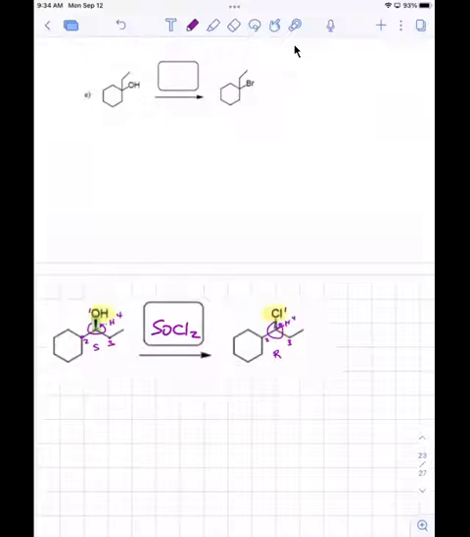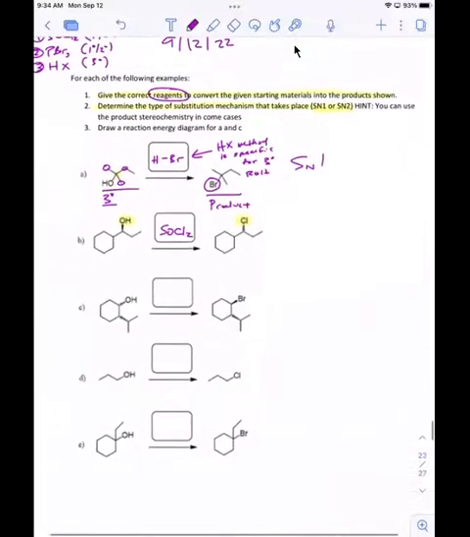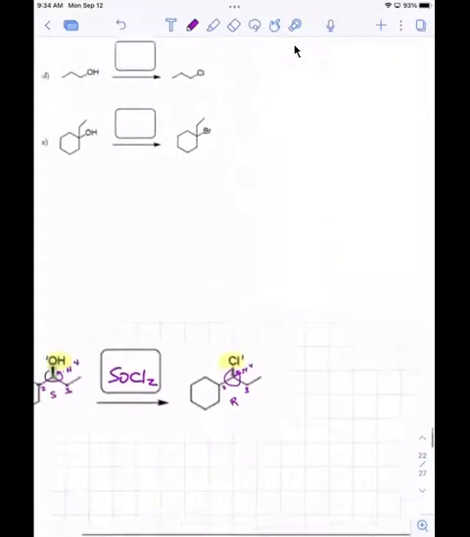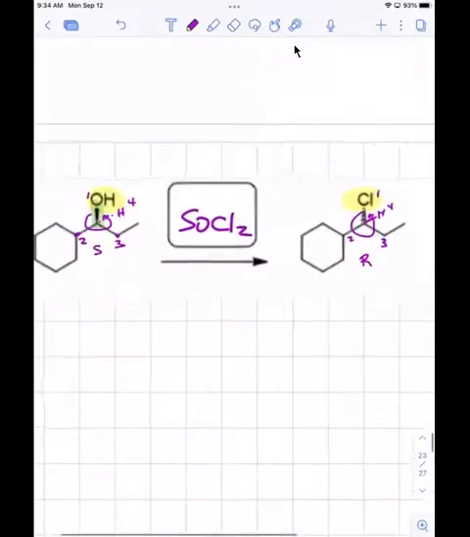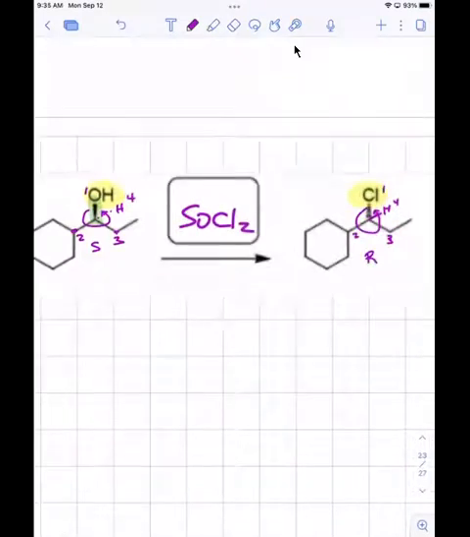All right, good. Now here's the question. It's kind of a loaded question, but what's the mechanism? That's the other part. It says determine the type of substitution mechanism. We already determined the reagents. Now we need to figure out if this was SN1 or SN2. One of the ways to tell if an SN2 reaction has happened is to look for what we call inversion of stereochemistry.